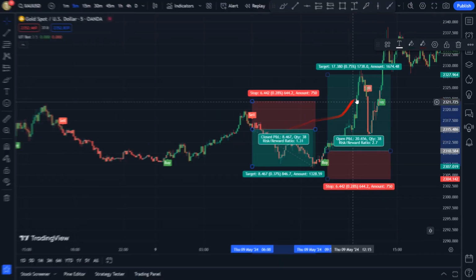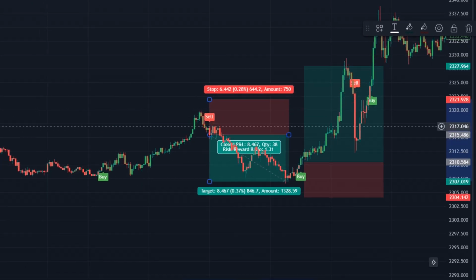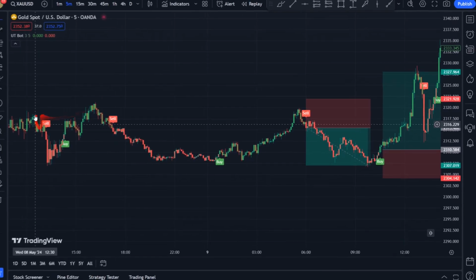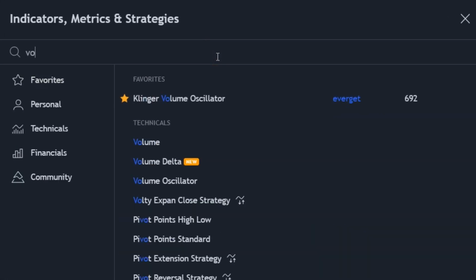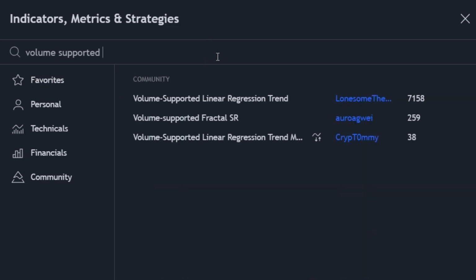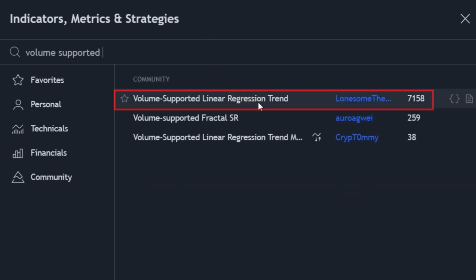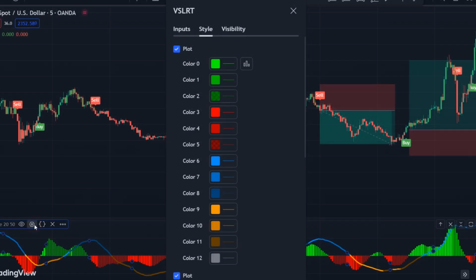However, remember that these signals are not always accurate, so we need to add another indicator to increase our win rate. Go to the indicator tab and search for volume supported linear regression to add it to the chart. Then go to its settings and make the required changes.